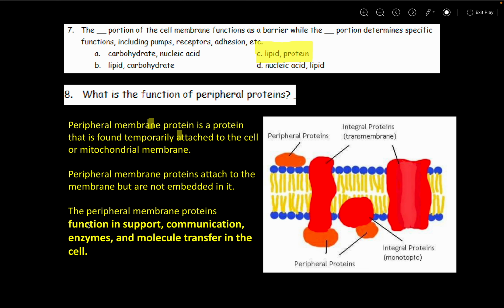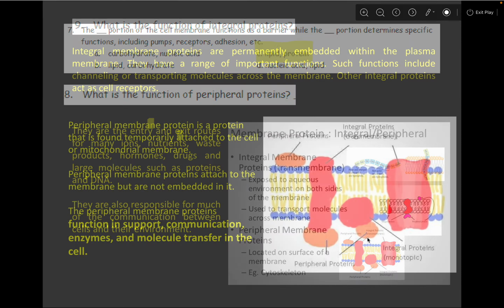Okay, the peripheral membrane proteins function in support, communication, enzymes, and molecule transfer in the cell. Support in a way that the integral proteins are attached to. Basically, peripheral proteins are the basement proteins that can be found on the basal layer of the cell, and they are present everywhere and numerous in nature.